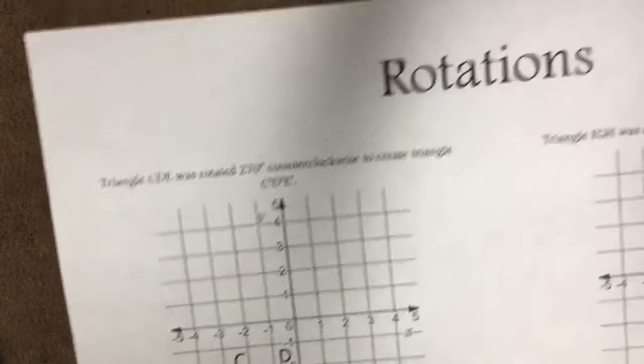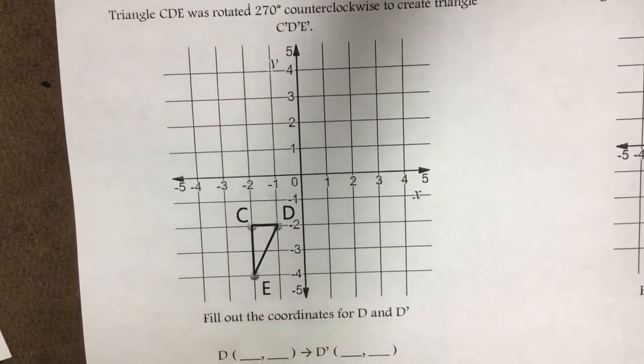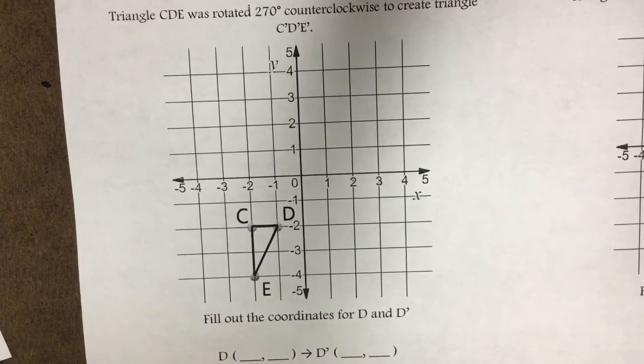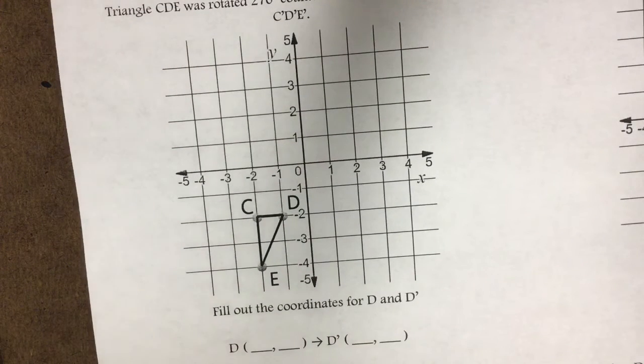Now let's go ahead and look at our third example. This time we have a full triangle that we need to rotate. Triangle CDE was rotated 270 degrees counterclockwise to create triangle C prime, D prime, E prime. So we don't necessarily need to rotate the whole triangle. We just need to rotate a specific point. So let's go ahead and fill out the coordinates for D and D prime.